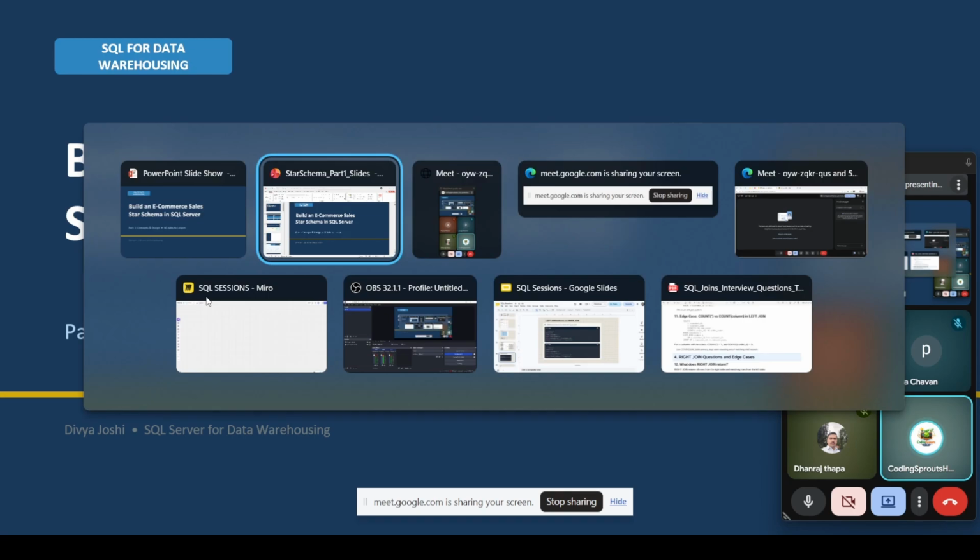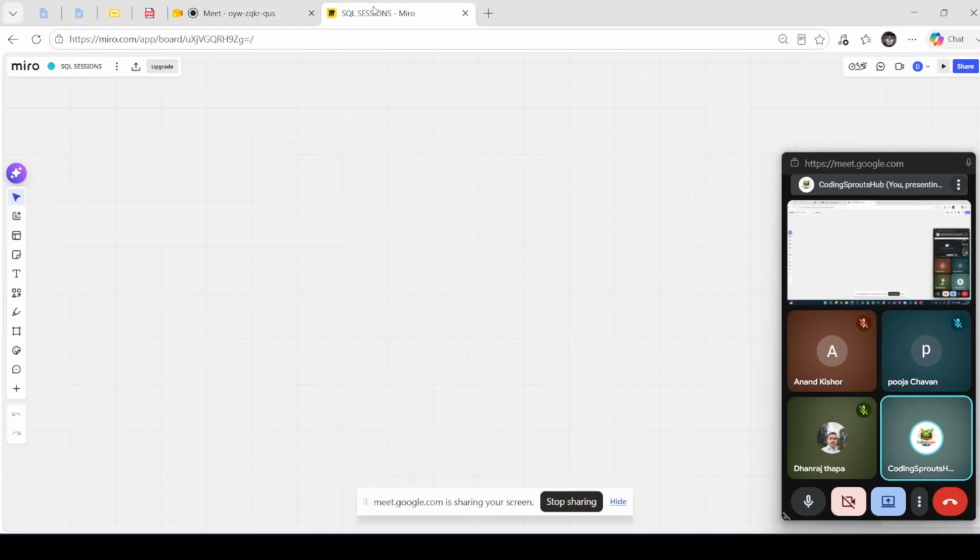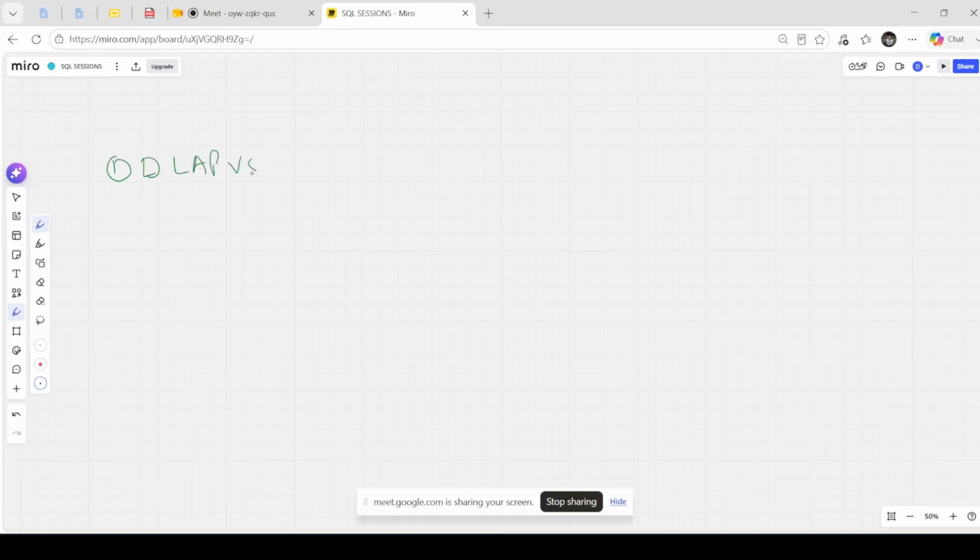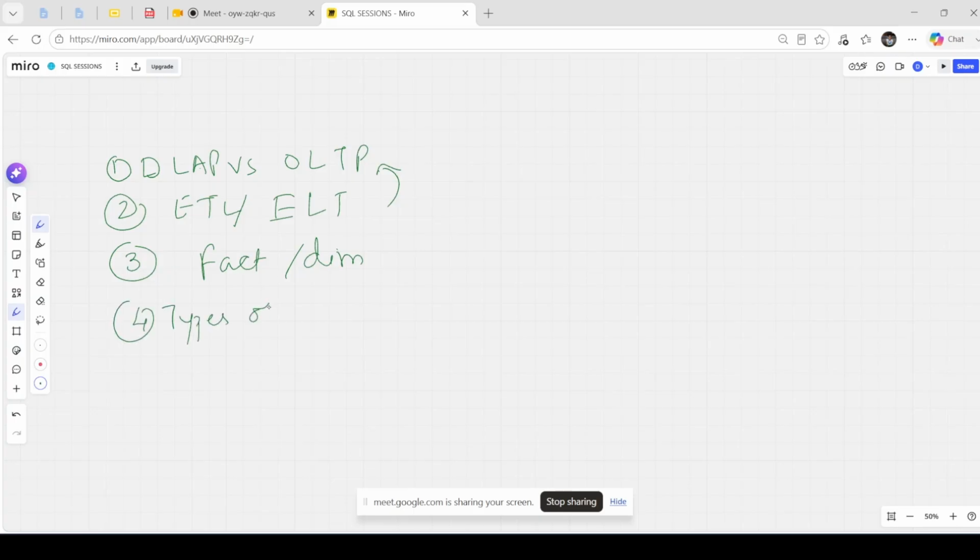So let's understand what we are going to talk about today. First, OLAP versus OLTP, and how ETL or ELT comes into the picture, and how these two are related. The third thing is fact and dimension tables. We did discuss that, but we are going to understand it more in depth, along with the types of schema. There are three types, and then we'll talk about star schema. So this is the plan for today.